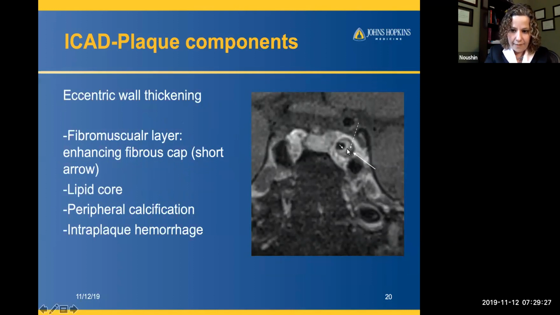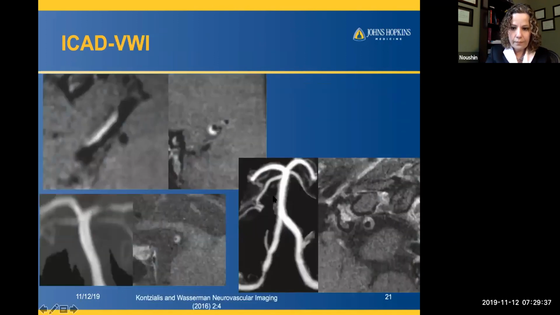We have an enhancing fibrous cap. We have this T1 hypointense lipid core, and this little area of dark signal is calcium, and that's the lumen of the vessel. These are examples of intracranial atherosclerosis on vessel wall imaging.